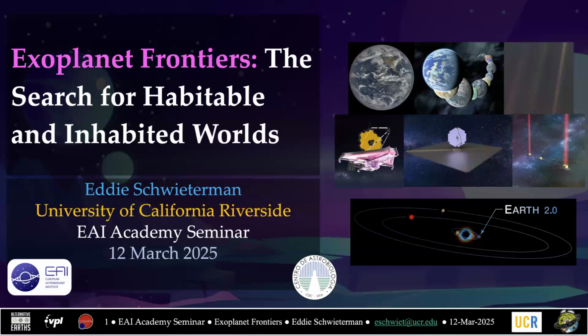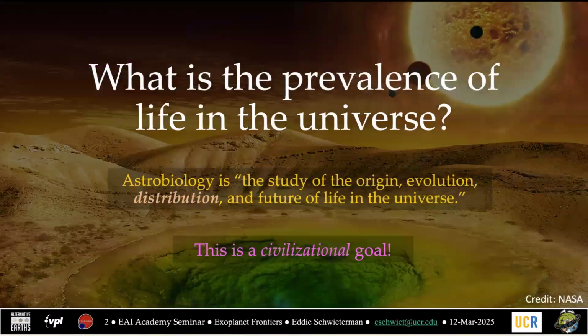And then what would it take to look for planets that are like Earth or could maintain global biospheres that could be remotely detectable? And so one big question in astrobiology is what is the prevalence of life in the universe? Because astrobiology is the study of the origin, evolution, distribution, and future of life in the universe.